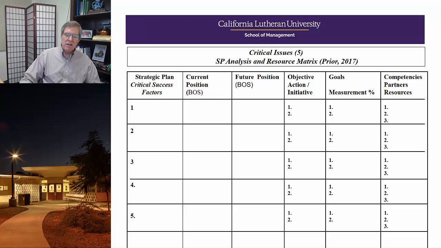And finally, in the last column, we look at what competencies are required for each of these initiatives. Do you need new partners? Do you need new alliances to achieve this? And what are the resources required? Are they people? Is it capital? Is it partners? What are the resources required to achieve this?